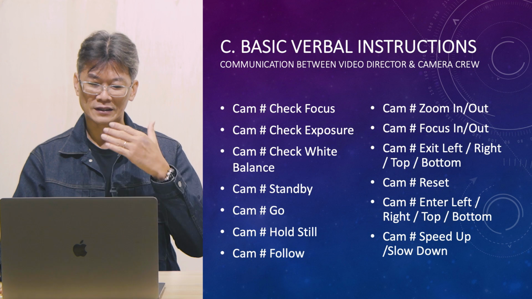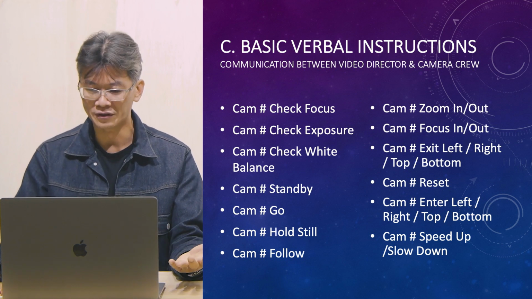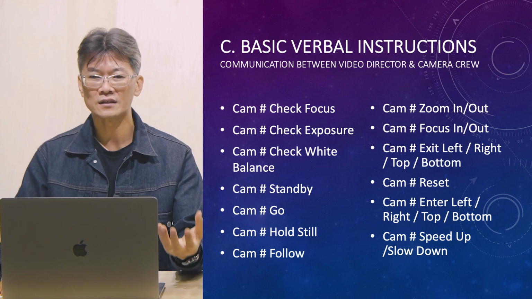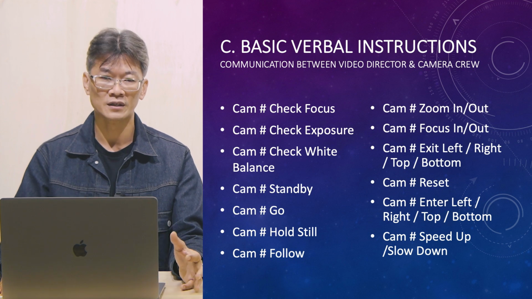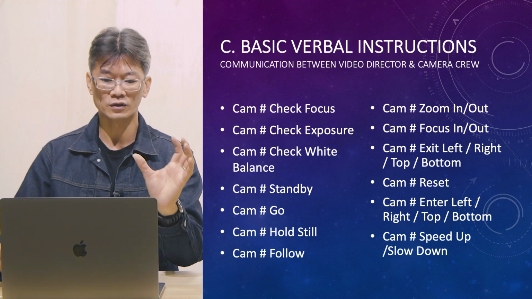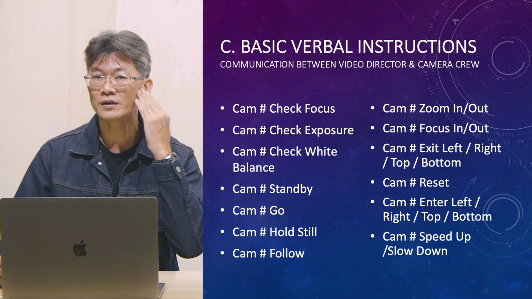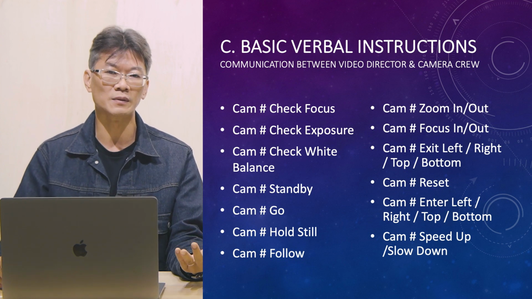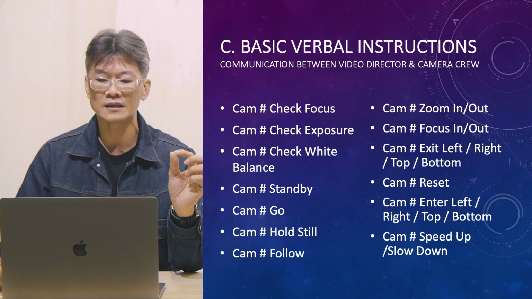Now, the communication will usually be something like this. I will call for a camera number, let's say cam 1, and then I'll ask him or her to give an action, like check focus. I'm able to see the camera, and I'll ask him to check the focus so that it's sharp, for example. So I say cam 1 check focus, so cam 1, who hears the intercom, will check the focus, and then I can give further explanation if required.